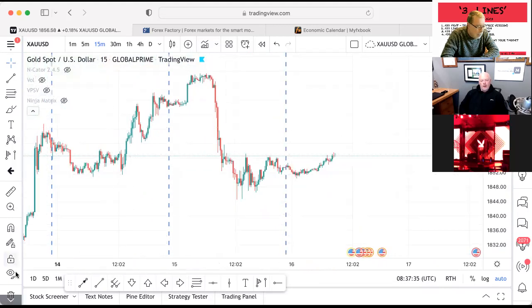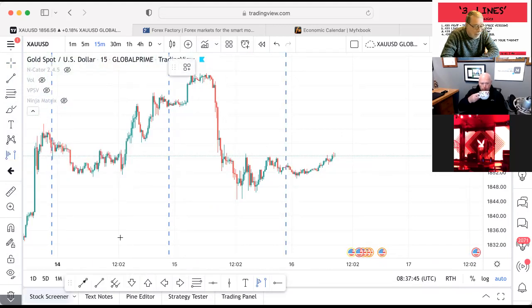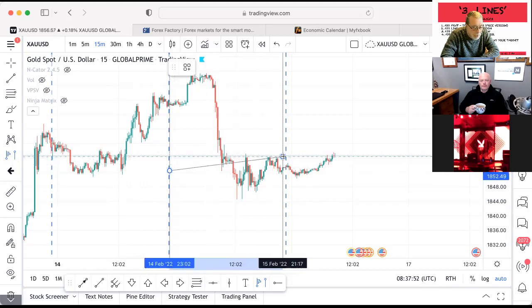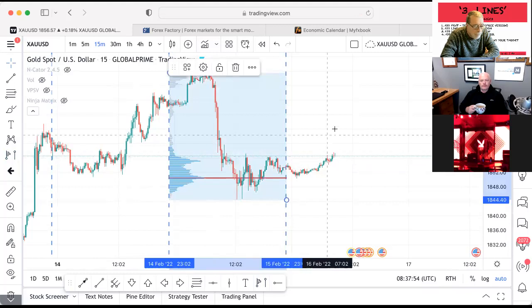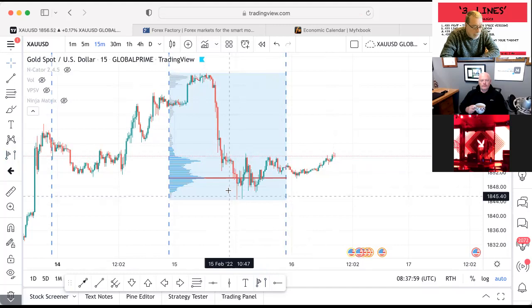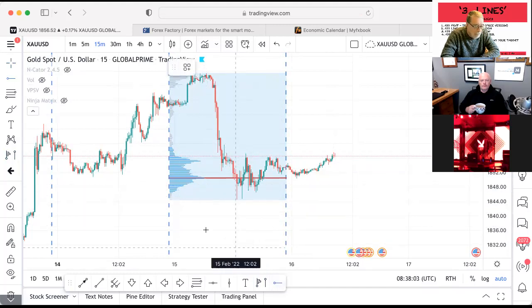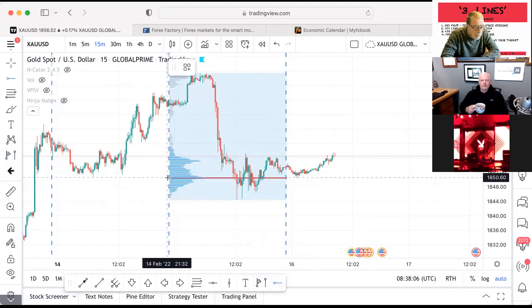Basically I put on the drop down menu, fixed range volume profile, and I click on yesterday's first candle and yesterday's last candle. And that gives me the point of control from yesterday. So I'll extend that line. Make that red.